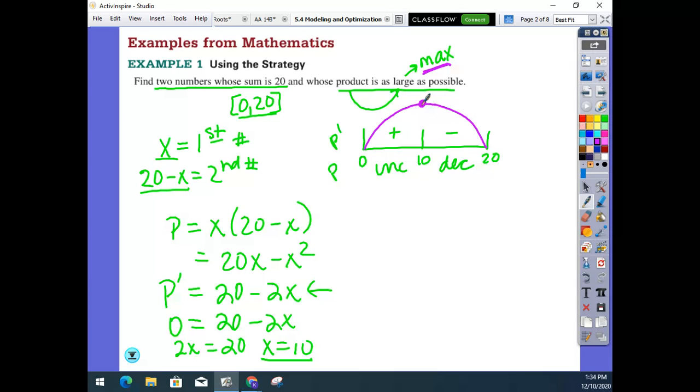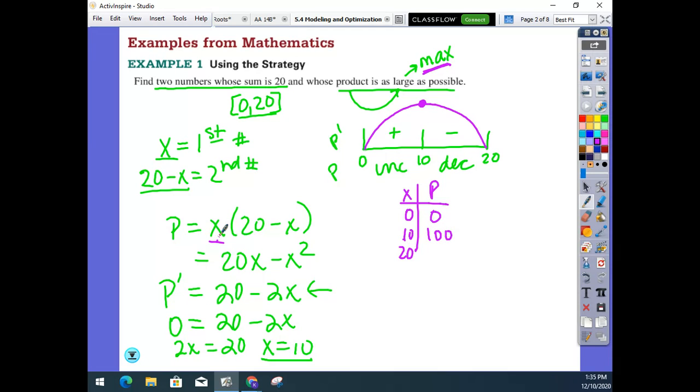All right, now we always need to check our endpoints. So a lot of times what we'll do is just plug all this stuff in, make a table. If x is 0, then our product is 0. If x is 10, we have 10 times 10, which is 100. Plug in 20, that's 20 times 0, that's also 0. So notice our endpoints here, these are minimums.